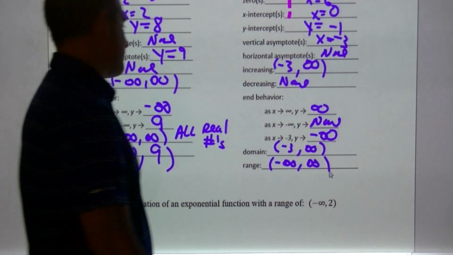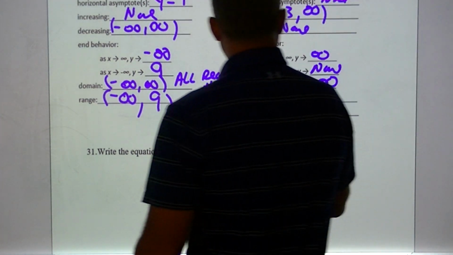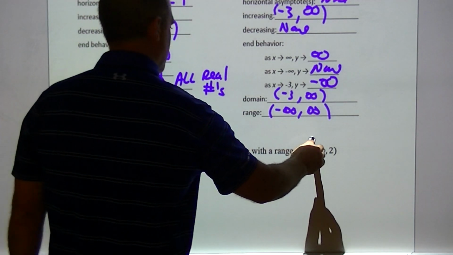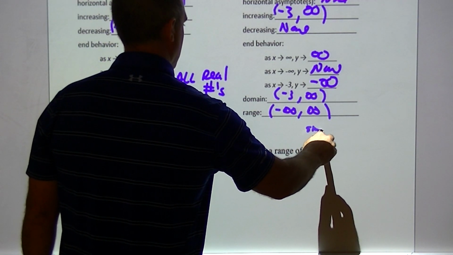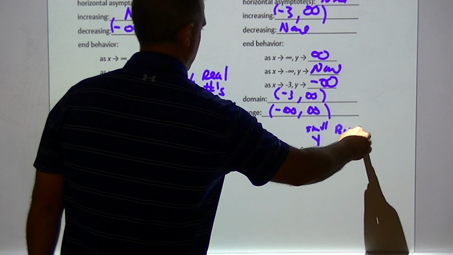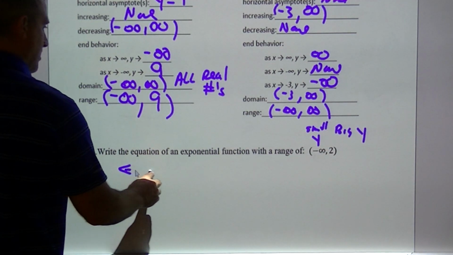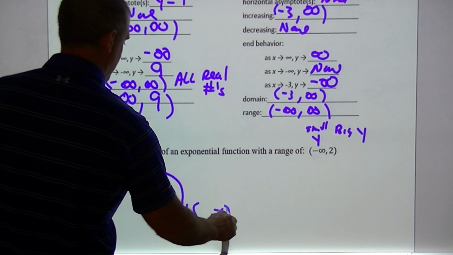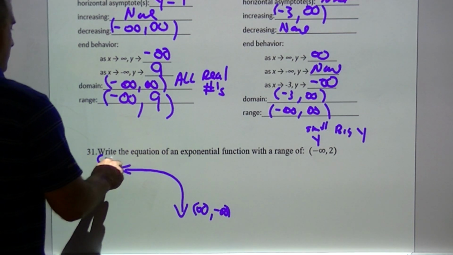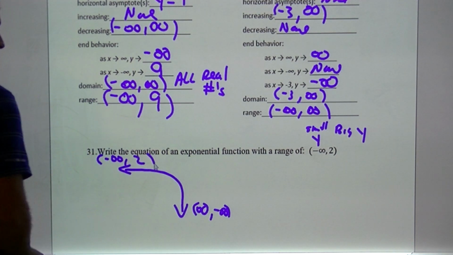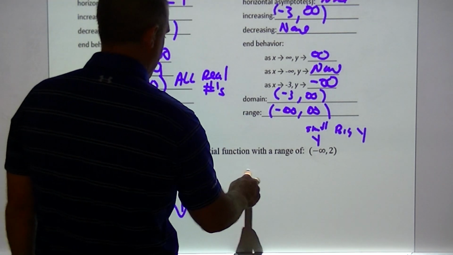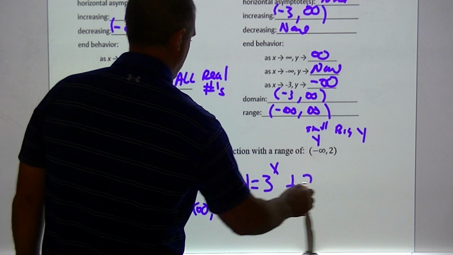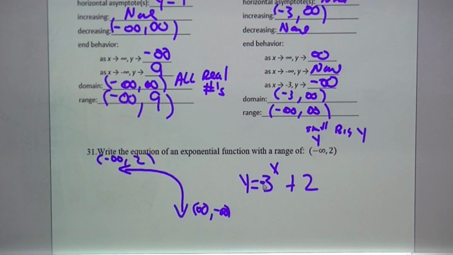Okay, write an equation of an exponential that has a range of that. So what that would mean is my smallest y value, big y value. So in order for that to be, my graph would have to go like this, because then that would give me this, negative infinity, 2. So how do I get that? That means that my asymptote would have had to be at 2, and I'd have to have a little negative out front.